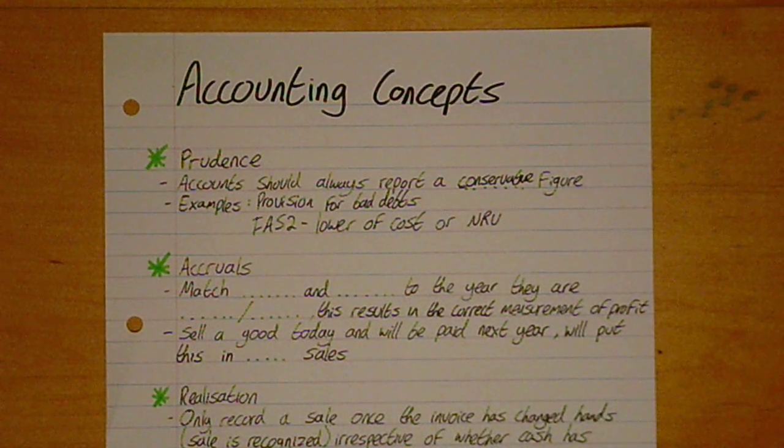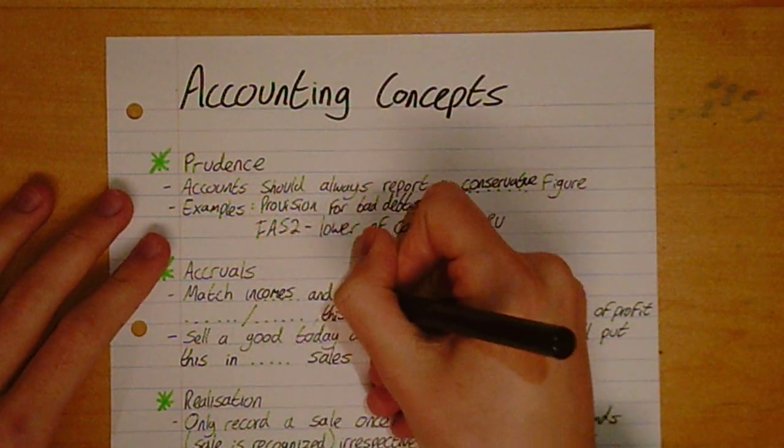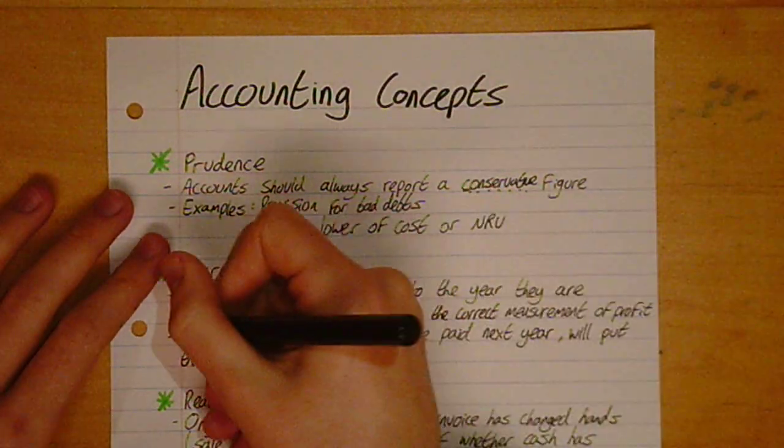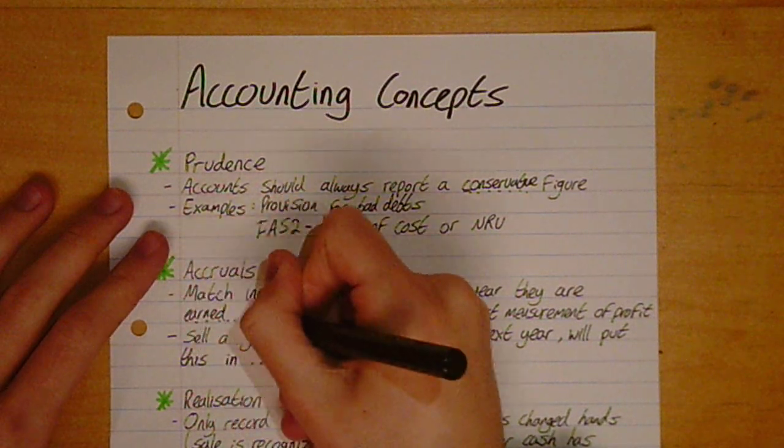So accruals. Matching incomes and expenses to the year they are incurred. This results in the correct measurement of profit. So what do we do with an income statement and a balance sheet? We match incomes and expenses to that financial year, to the year they are earned and incurred.